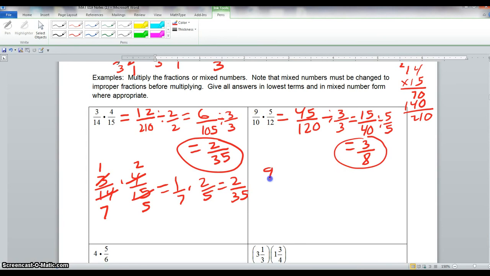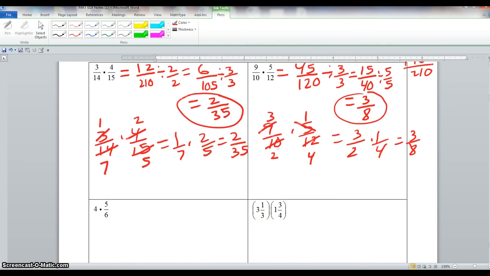Now let's try the cross simplifying. Now 9 and 12, they both have 3 in common. 3 goes into 9 3 times. 3 goes into 12 4 times. Now with 5 and 10, they both have 5 in common. 5 goes into 5 once. 5 goes into 10 twice. So this will be 3/2 times 1/4, which is 3/8, which is the same answer we received here.